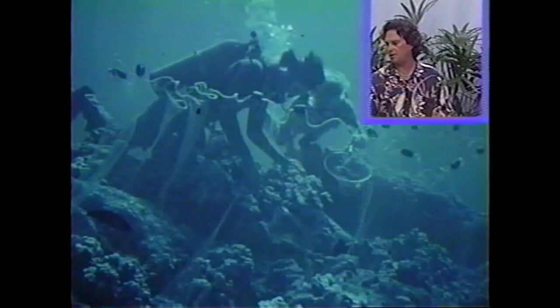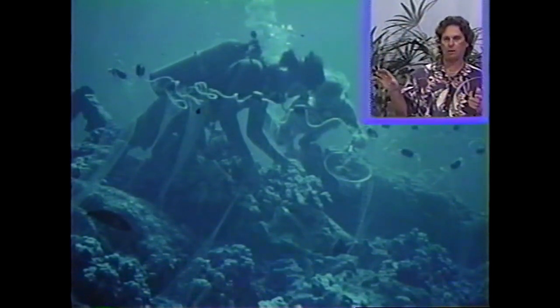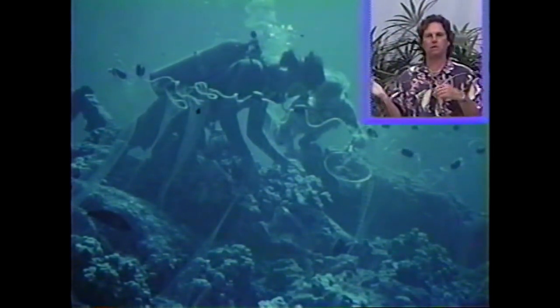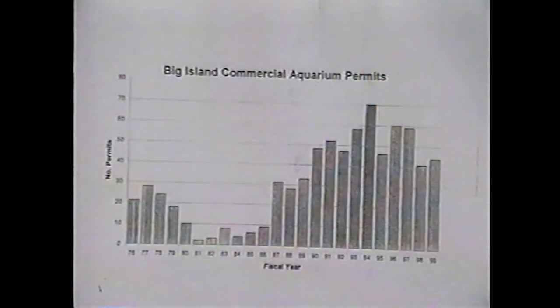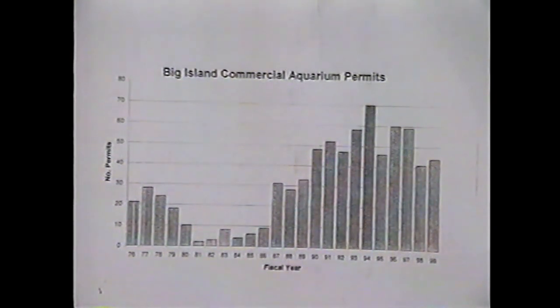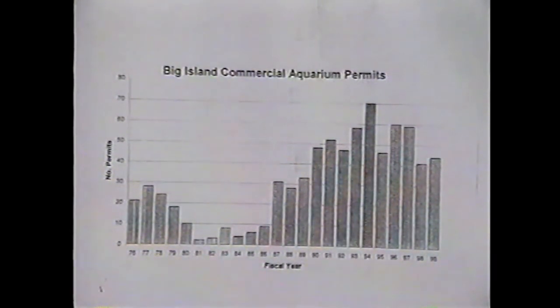We started back here in 76, and you can see there was a number of decline, but then from the early 80s, a substantial increase. Here we are in 99, somewhere in West Hawaii now, of 40, 50, 60 commercial collectors working the West Hawaii coastline. Now, this is no doubt an underestimation, because we know there are some out there that haven't even gotten the $25 commercial permits or haven't gotten the aquarium permit. Even though it doesn't cost anything, there are some that don't bother.